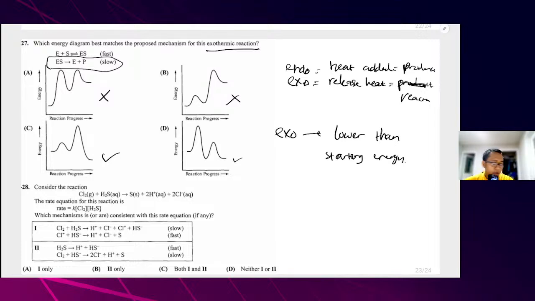If the reaction is fast, the energy needed is smaller. So the correct answer, number 27, should be what? Yes, like I mentioned, because this is fast, the EA should be low, so it will be achieved faster. And this one is slow because it's higher. So the answer will be C. So remember exothermic.